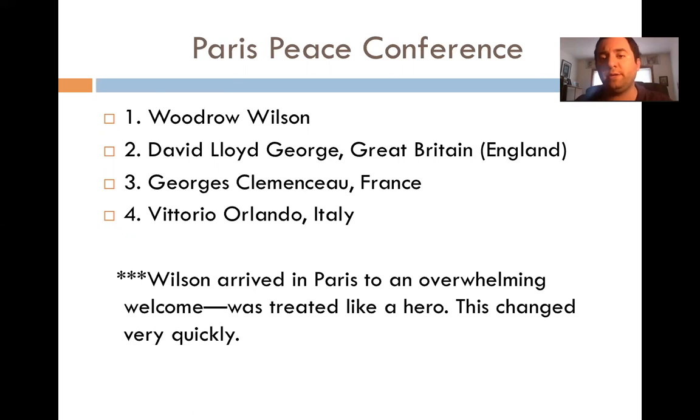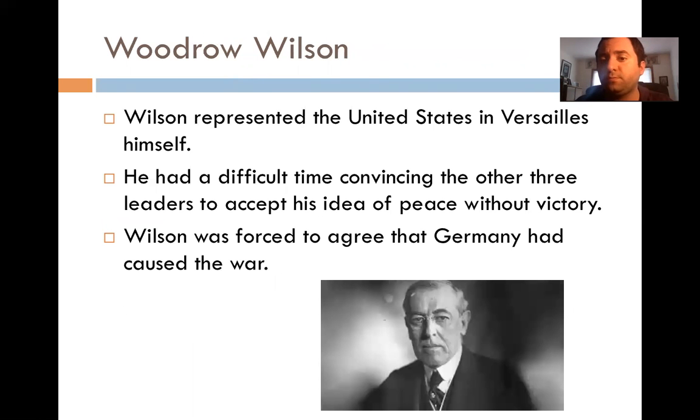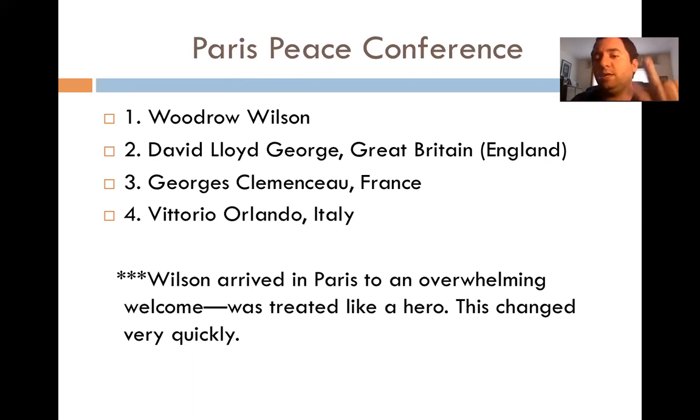So what is this Paris Peace Conference? Well, you have these leaders of these nations meeting together: Britain, United States, France, and Italy. How are they going to achieve this world peace? How is this World War I going to truly be that war to end all wars? Well, Wilson represented the United States in Versailles himself. So he's going to be that representative from the United States, being the U.S. president. He is meeting with these three other leaders. Remember, you have from France, Italy, and Great Britain.